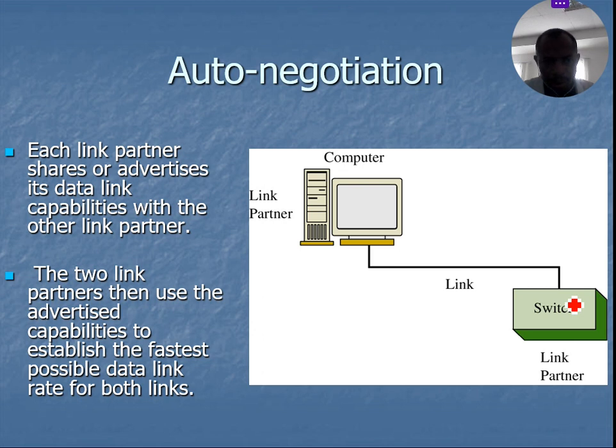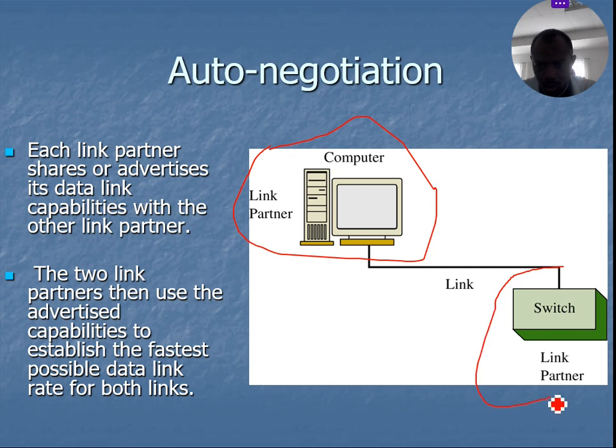So each link partner shares or advertises its data link capability with the other partner. So this computer will advertise its capability, the data link capability that it has. It creates a link and advertises it with this switch. Okay, we'll advertise with the switch.